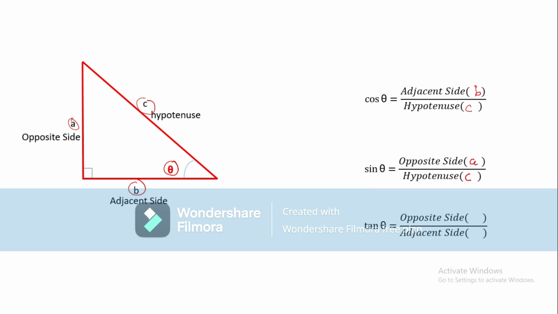The tangent function focuses on the relationship between the opposite side and the adjacent side in a right triangle. Here is the formula for the tangent. Tan theta is the opposite side divided by the adjacent side. So over here, for tan theta, the opposite side is A and the adjacent side is B.